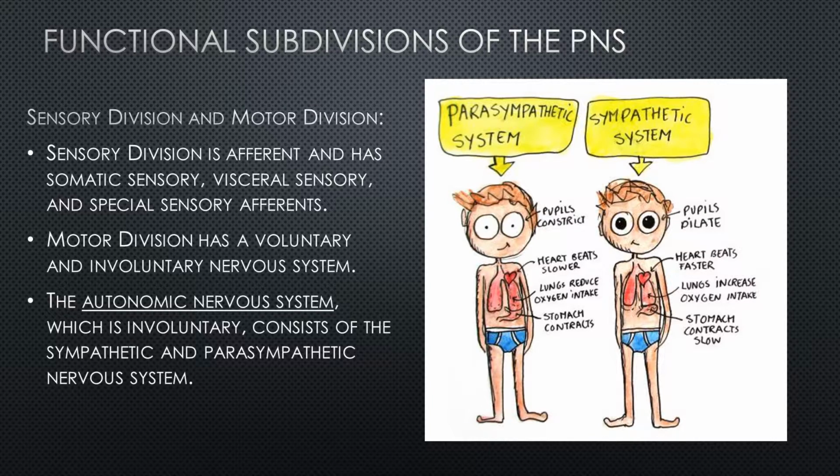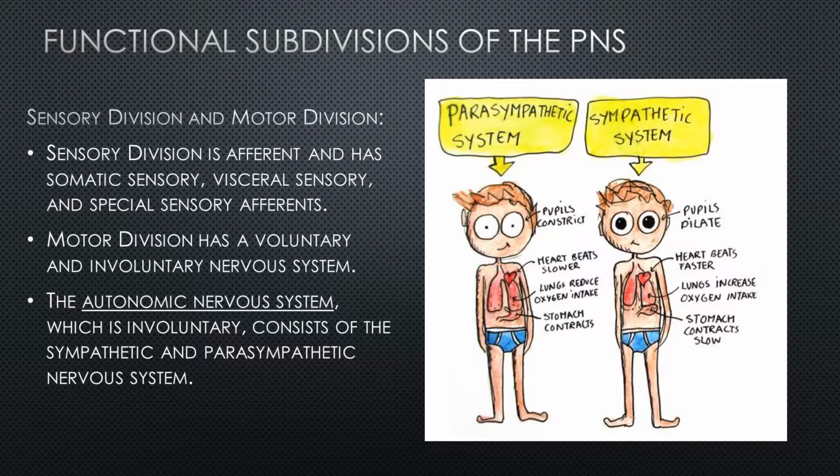Functional subdivisions of the peripheral nervous system. The PNS, which is the peripheral nervous system, has a couple of parts to it: the sensory division and the motor division. The sensory division has two parts: somatic and visceral sensory. Somatic sensory keeps track of touch and the position of joints, which are voluntary movements, such as moving your hand. Visceral sensory has to do with the internal organs, which are involuntary movements, such as digestion.